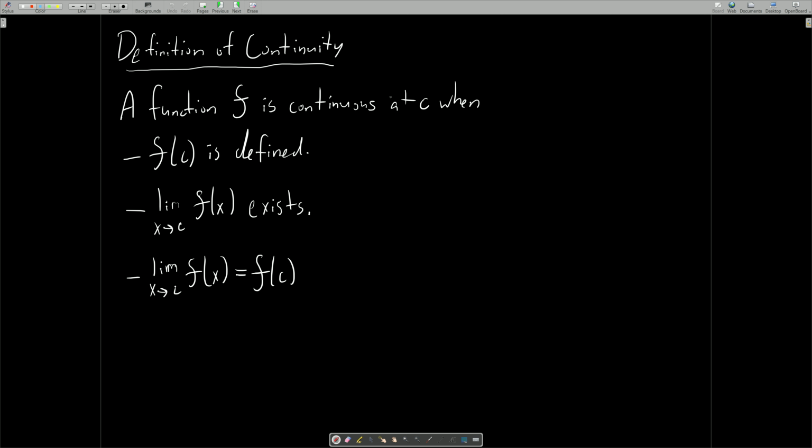So what is continuity? A function f is continuous at c when f of c is defined, the limit of f of x as x approaches c exists, and the limit and the value at c are equal. And here's some examples.